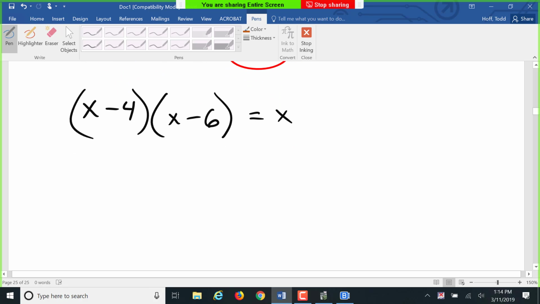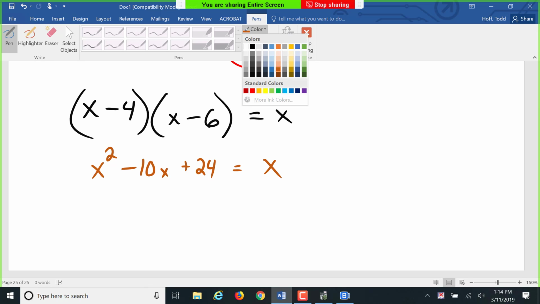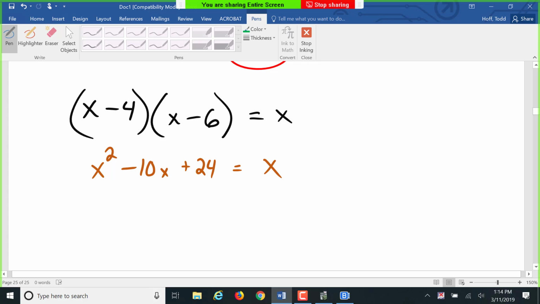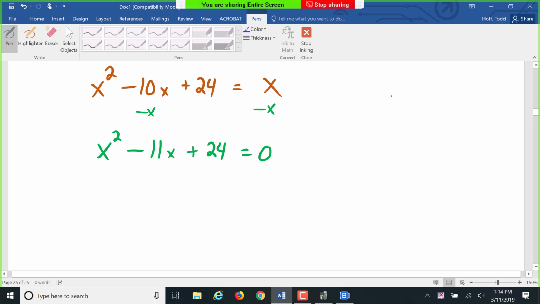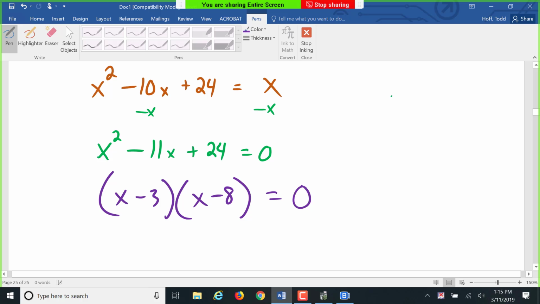So our first step is going to be to multiply this out. We get x squared minus 10x plus 24, correct? Equals x. What do we do then? We subtract x from both sides to get x squared minus 11x plus 24 equals 0. Then what? We can factor that to get x minus 3 and x minus 8.